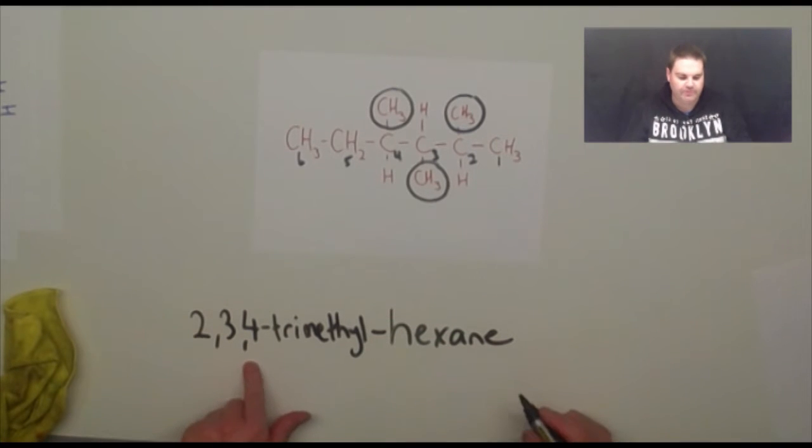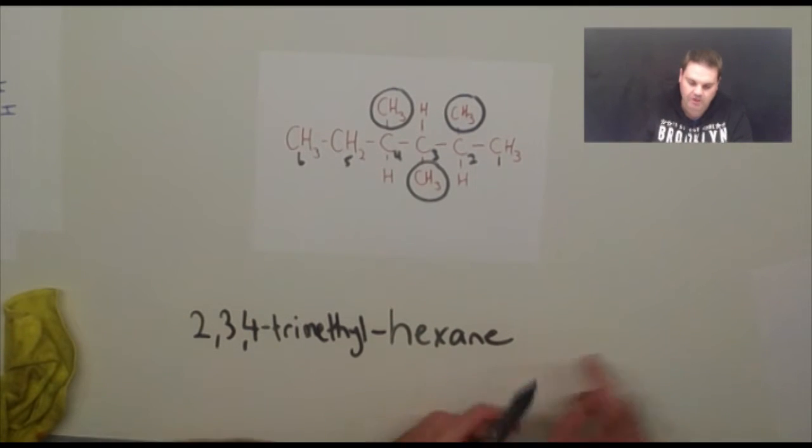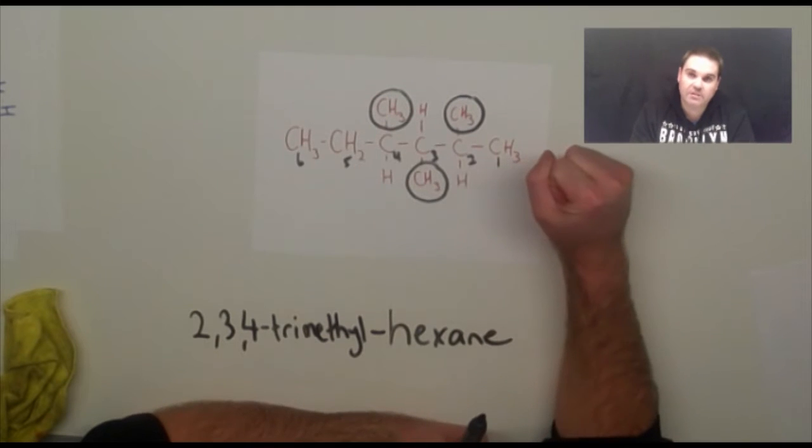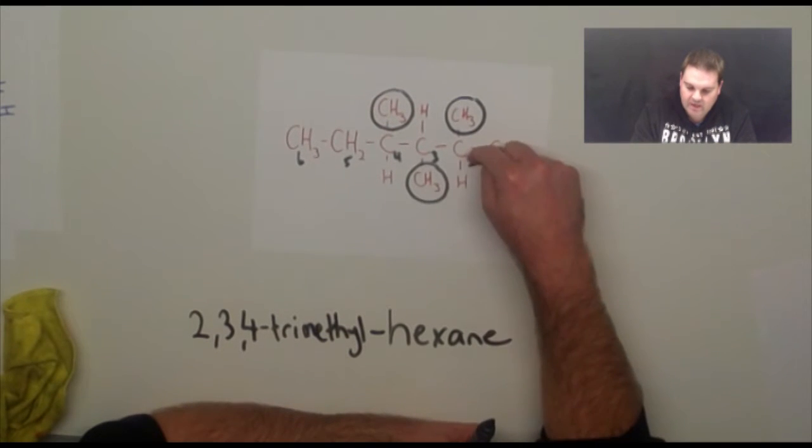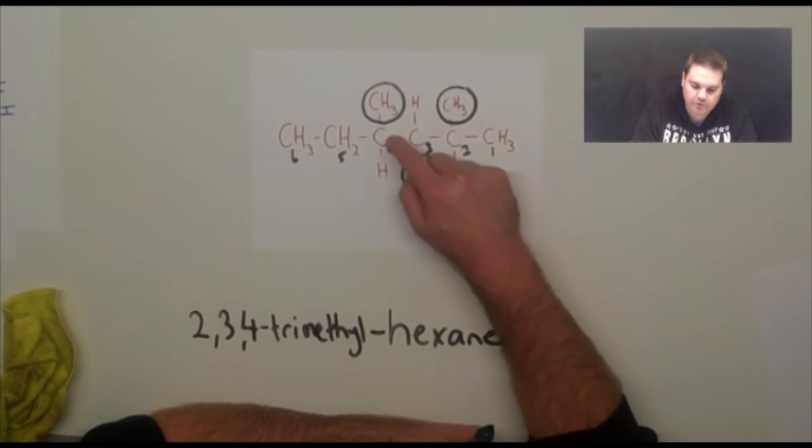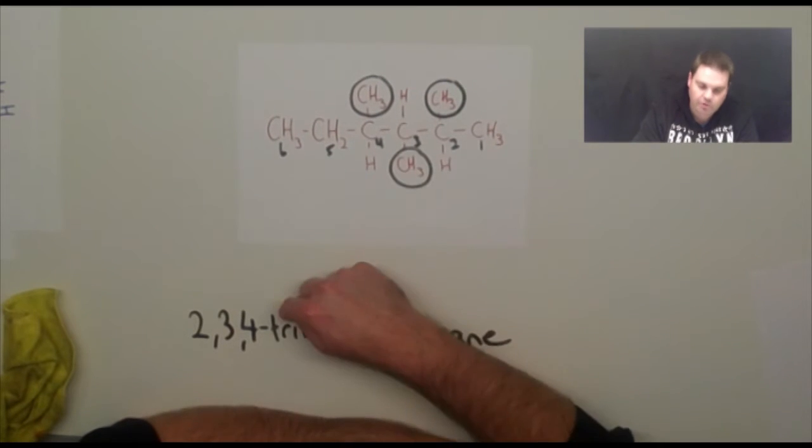Alright, so it's 2, 3, 4 trimethyl hexane. Okay, so 6 carbon atoms in the longest chain. We have on the second carbon atom a methyl, on the third a methyl, on the fourth a methyl. So 3 of them gives us tri.